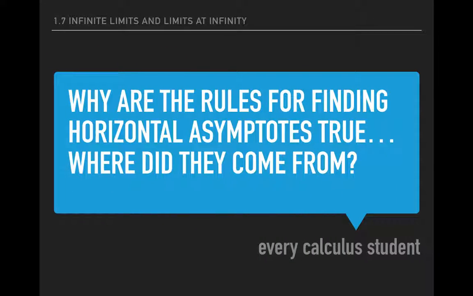Okay, now going to our last page here. After looking at those last 2 examples and those rules, you're probably wondering why these rules are true for finding horizontal asymptotes, and where these rules came from. Well, I want to address that in this next part.